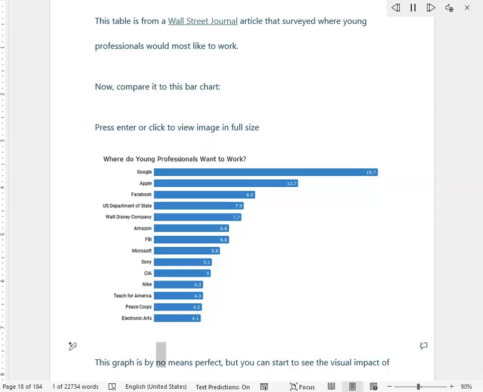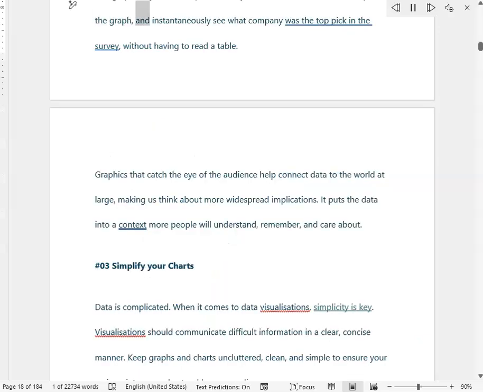This graph is by no means perfect, but you can start to see the visual impact of the graph and instantaneously see what company was the top pick in the survey without having to read a table. Graphics that catch the eye of the audience help connect data to the world at large, making us think about more widespread implications. It puts the data into a context more people will understand, remember, and care about.